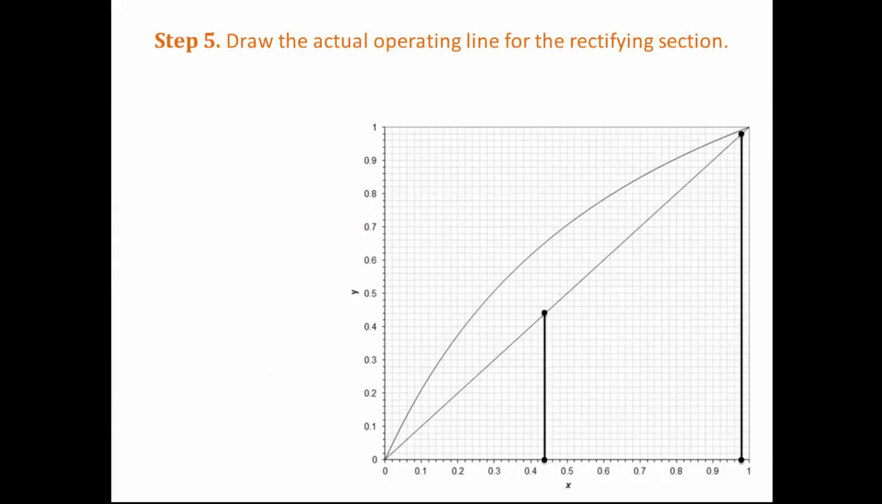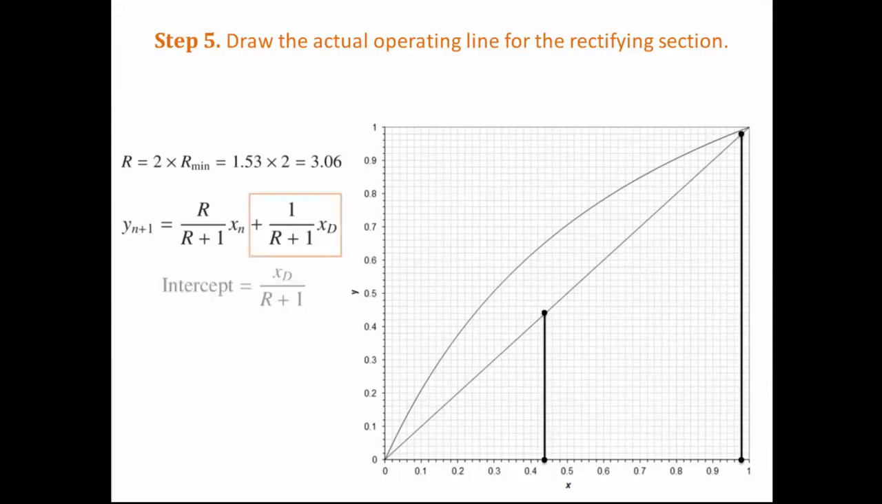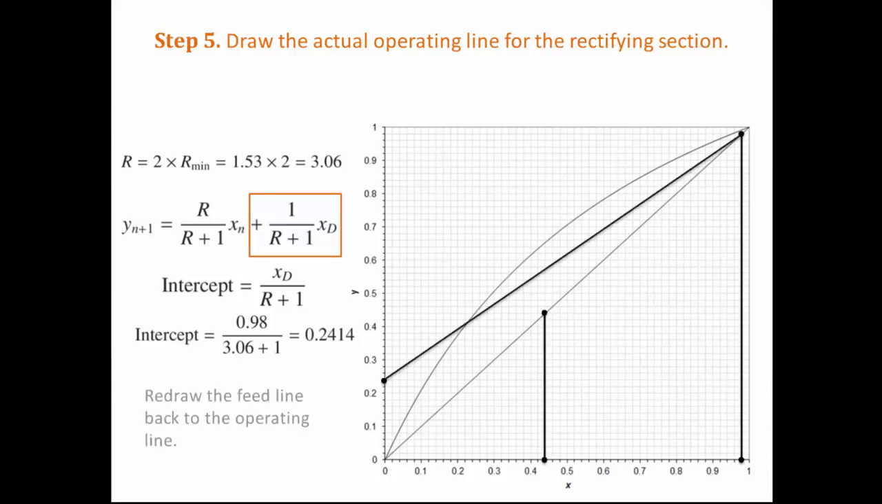We need to draw the actual operating line for the rectifying section. The rectifying section is the section between the feed and the distillate. To do this, first calculate the actual reflux ratio. This is double the minimum reflux ratio and is equal to 3.06. Use the general equation for the operating line. Substitute the value for the new reflux ratio to find the value for the new y-axis intercept. This is at y equals 0.2414. Draw a line connecting this point to the point xD. Then redraw the feed line back to the operating line.